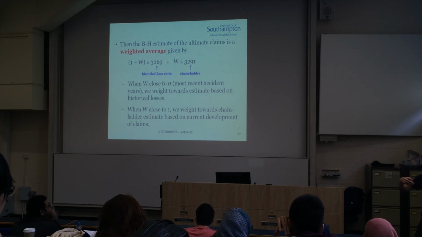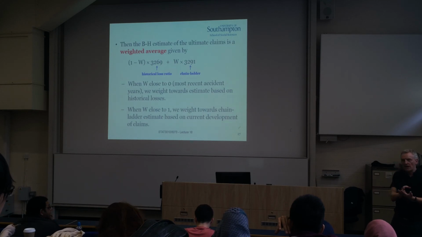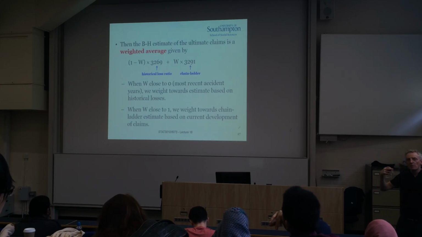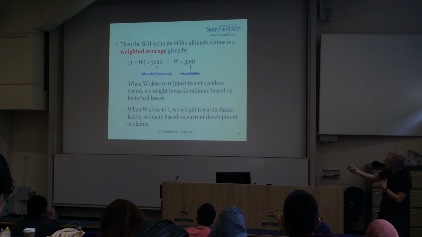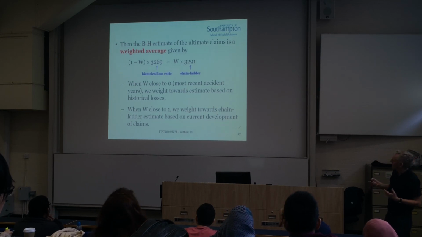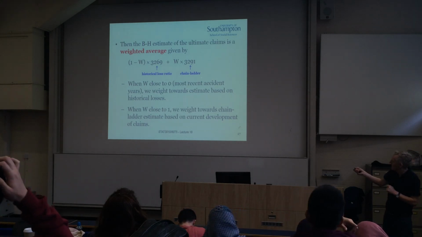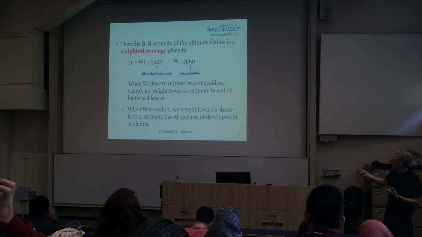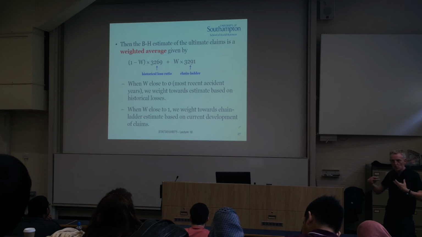You don't have very much current information, so you base your estimate more on the historical loss ratio estimate. For years further back in the past, you've got much more information about how the claims are developing, and so your Bornhuetter-Ferguson estimate will tend more to the original chain ladder estimate. W will be closer to 1, and your BF estimate will be closer to the original chain ladder.